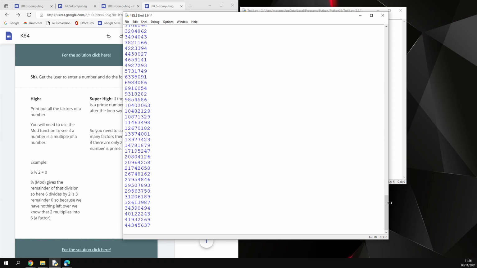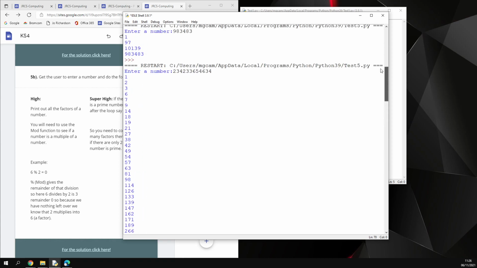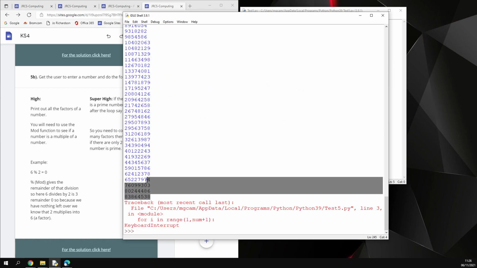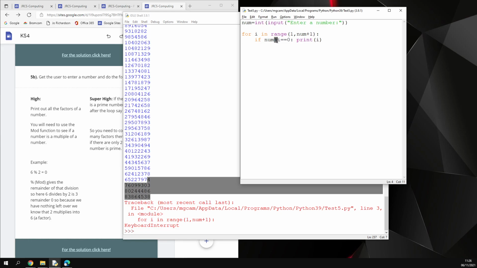How do we start numbering? Oh my god, that number's massive. Okay, well, I'm going to stop. Anyway, get the gist. It starts to take a long time. Mod is not a quick function because it has to do a lot to work something out. But anyway, so there you go.